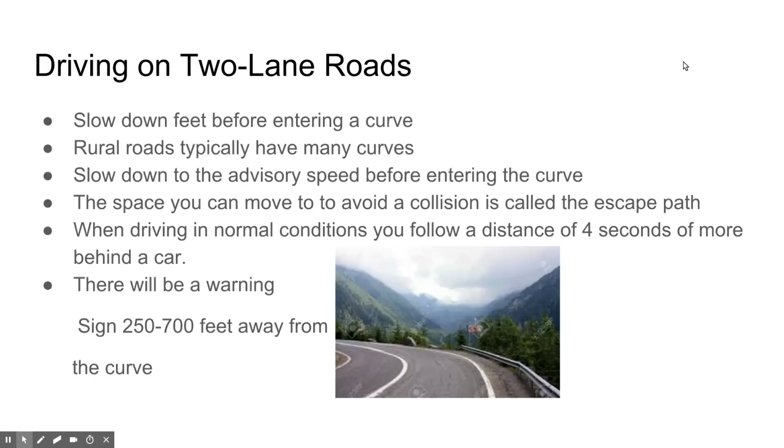Driving on two lanes. This is where our rural areas are. Driving to Fort Scott is this way. It's probably one of the worst roads, in my opinion, around here. But you need to slow down before a curve, when you can't really see it.